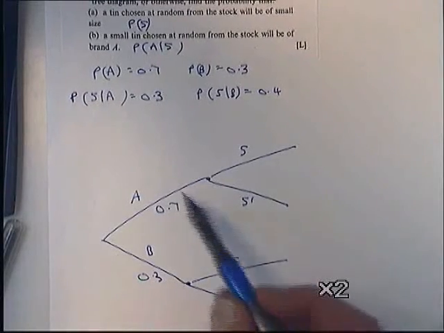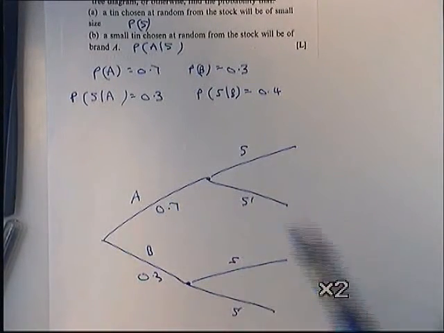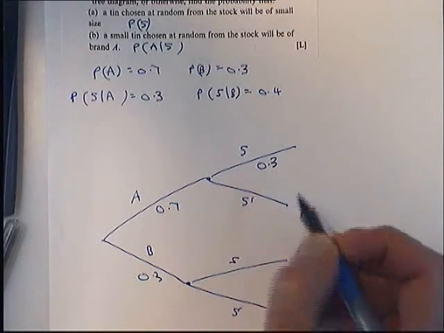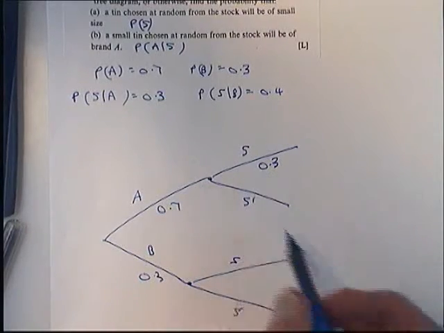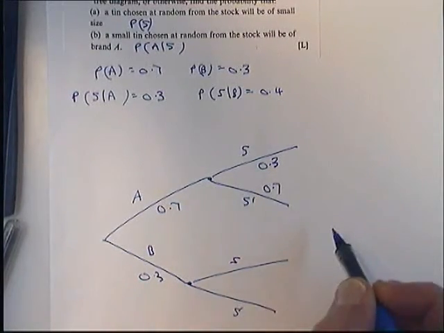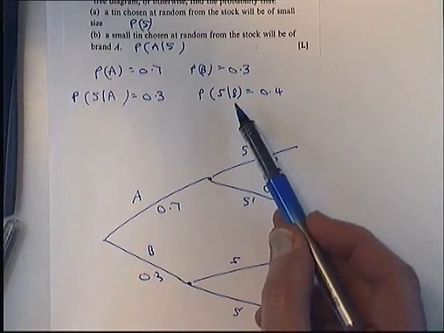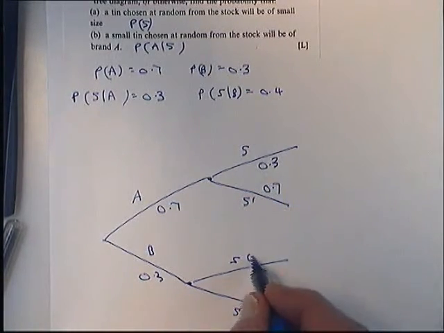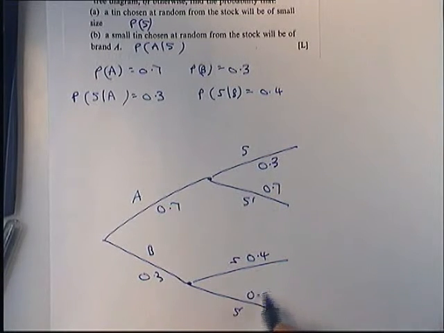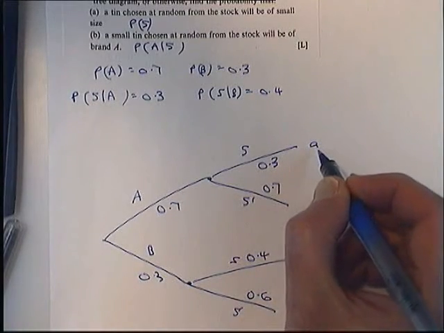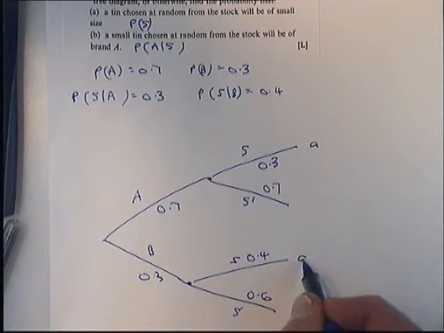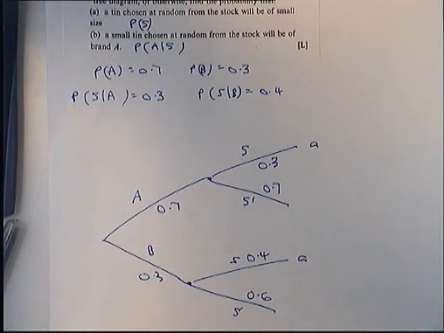And we know that given it's A, probability it's small is 0.3. So that's that 0.3 that goes there. Given we got to this point, small is 0.3. So not small must be 0.7. And given it's B, probability it's small is 0.4. So not small must be 0.6. Part A of the question was, what is the probability it will be small? So that is that outcome there, I'm going to label with an A, and this outcome here I'm going to label with an A. Those two outcomes will give us what we want for part A of the question.